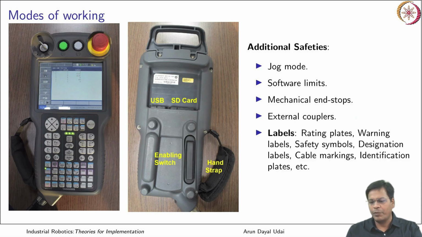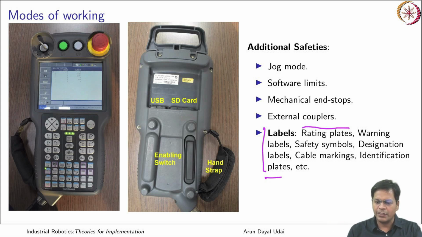And there are labels. This is very important. They are passive safety features. You have rating plates that state the rating of this robot, so that you don't connect it to a low rating supply. Warning labels are there, safety symbols, designation labels, cable marking, identification plates stating what kind of robot it is. All these labels are mandatory as per the safety guidelines of the manufacturers, as per ISO guidelines, and also as per the company which is using this robot.